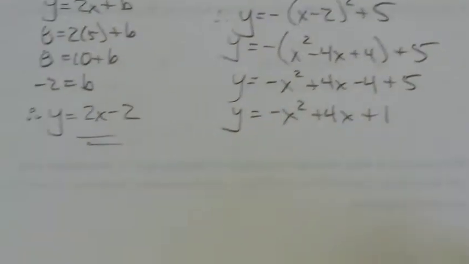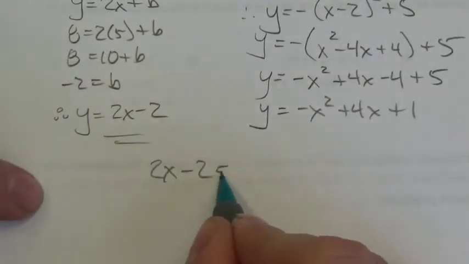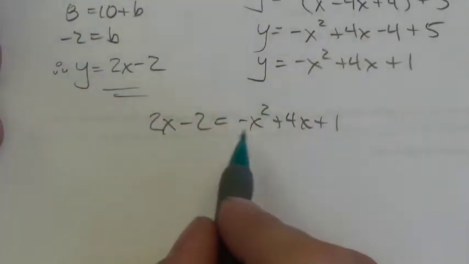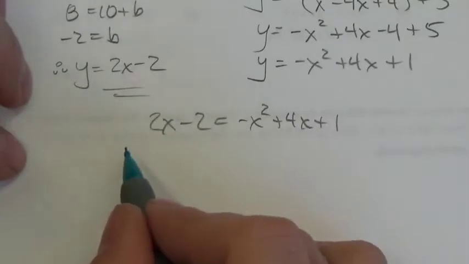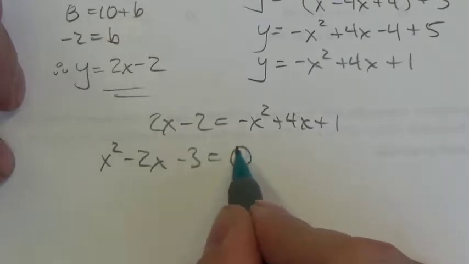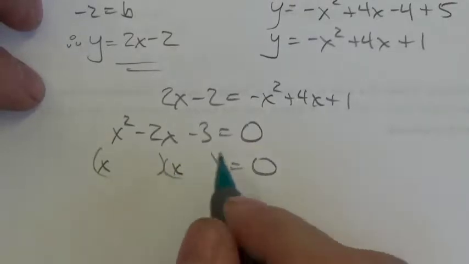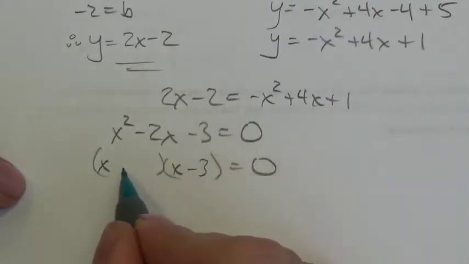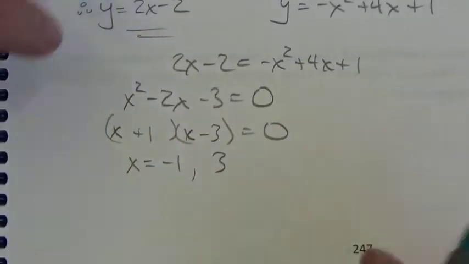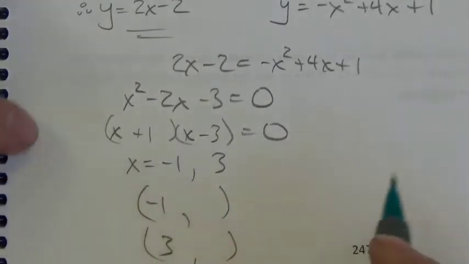Okay? Now, here's my system of equations. They're both equal to y, so I'm going to set them equal to each other. And now, because the x squared term is negative here, I'm going to move everything over to the left-hand side. So x squared minus 2x minus 3 is equal to 0. Let's factor those. It's got to be x and x, and this is negative 3, so this is going to be negative 3, positive 1. So x is either negative 1 or positive 3. Okay, good. So we've got 2 possible points, negative 1 and 3.